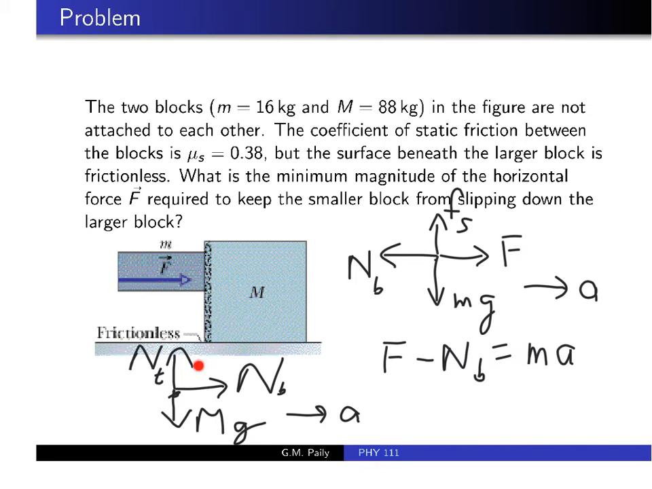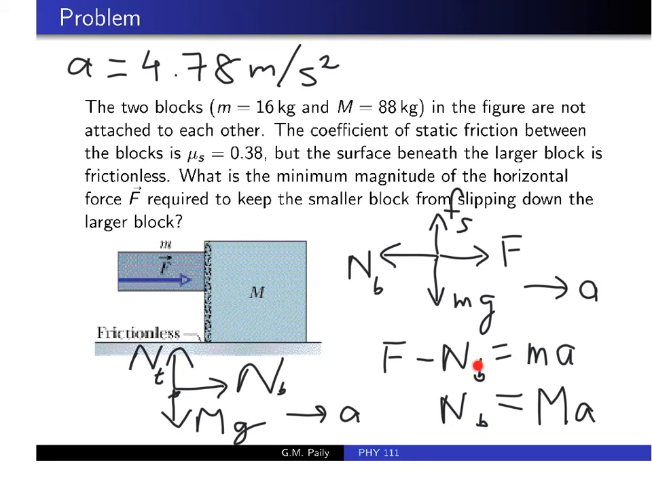So let us write the F net equation for the big block. This F net equation is quite simple. We just have NB is equal to big M times a. Knowing that NB is 421 newtons and that big M is 88 kilograms, we find that little a is 4.78 meters per second squared. We can now use this value in this equation.